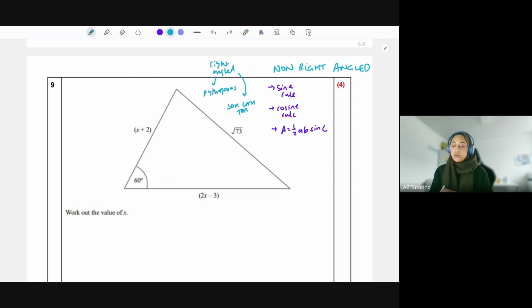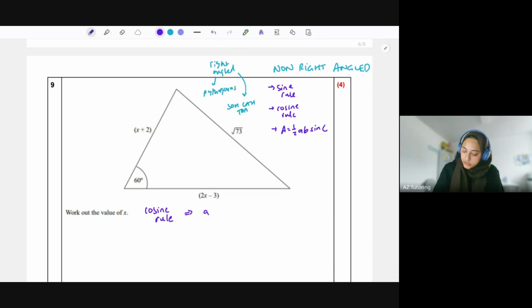So in this case, we've got a non-right angle triangle. As you can see, there's some unknown lengths. So I've got an x here, I've got an x there, and I've got an angle. It says work out the value of x. So looking at this, I've got three lengths, 1, 2, 3 lengths, and I've got one angle. So what's perfect to use for this is the cosine rule. You don't need to memorize the cosine rule. The cosine rule is as follows.